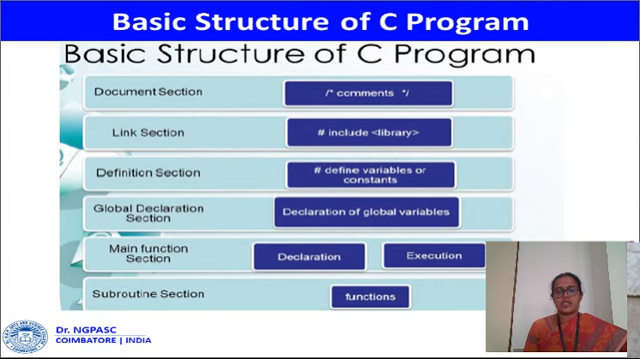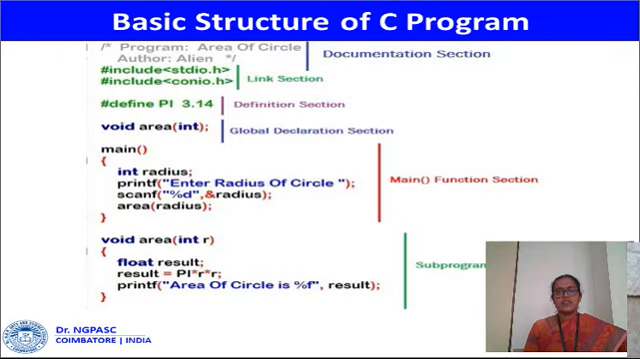If it is required, we can declare the main function and subroutine section. So now let us have an example for this program. First section, we have seen that it is a documentation section. It was shown here, and in that section we have written that the program is written for the area of a circle and who is the author, and you can even include information like when the program was created, etc. And then you will have a link section.